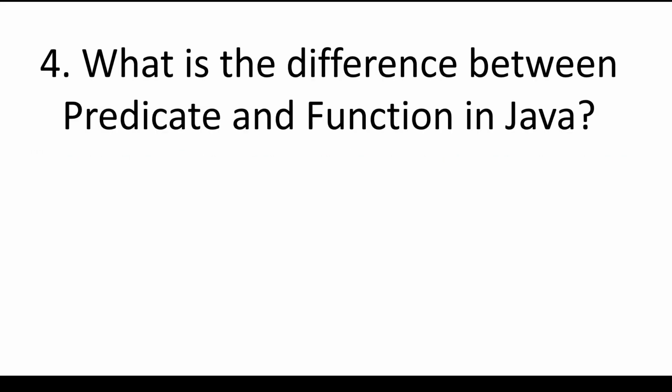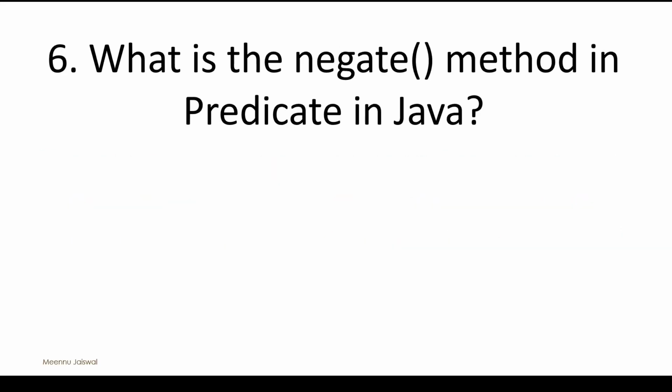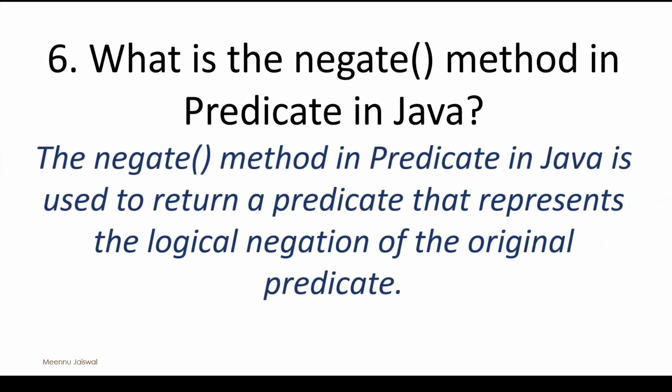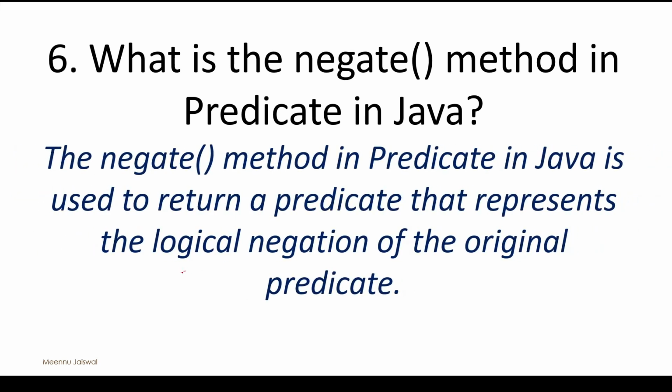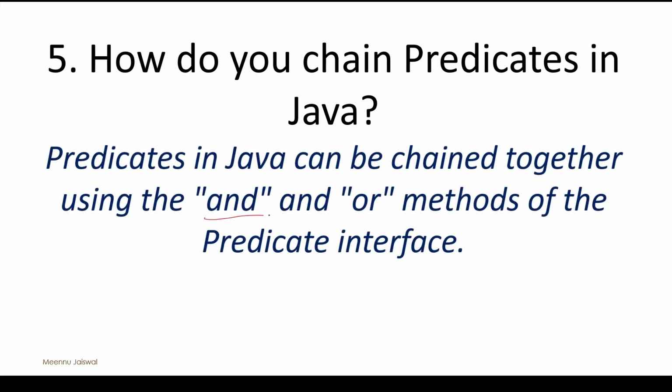What is the difference between predicate and function? A predicate will take a single argument, whereas a function can take one or more arguments and return any value, whereas a predicate will return only a boolean value. What is the negate method in predicate? This negate method, as we have seen, if the logical operation gives true, this negate would make it false and return false. How do you chain predicates in Java? We have seen that we can use either and or or, and chain two predicates together.